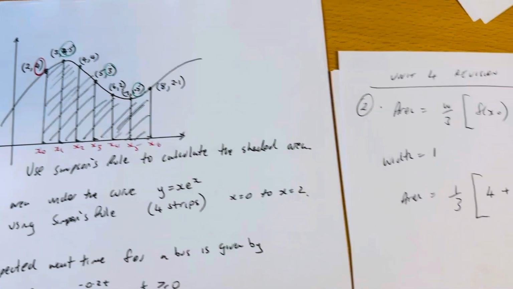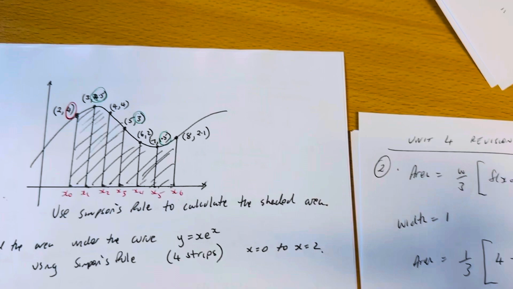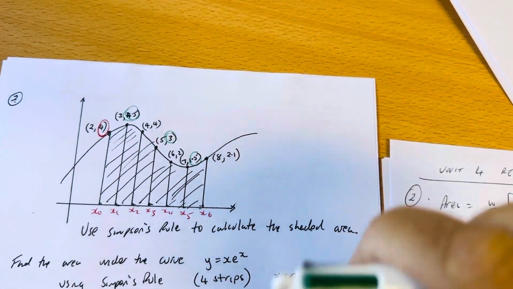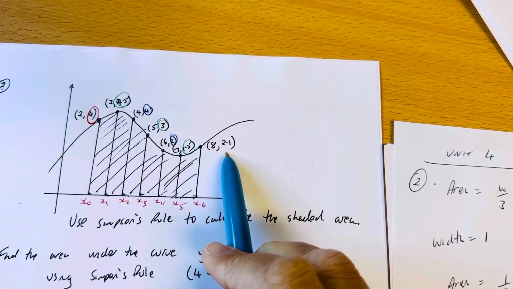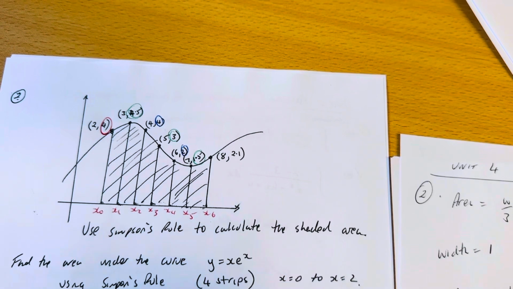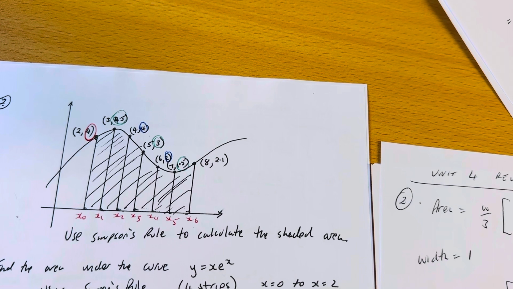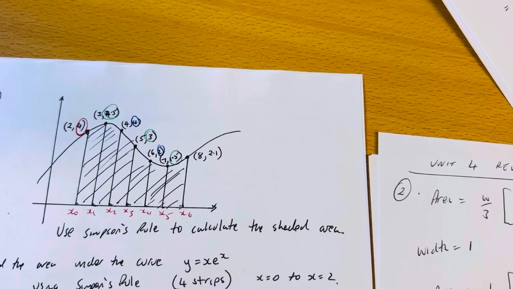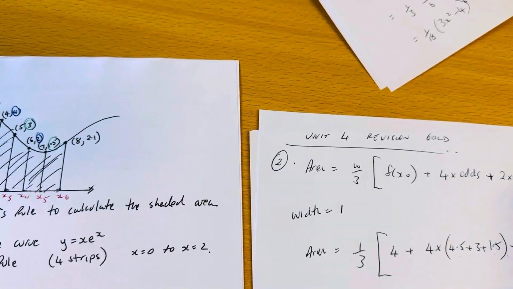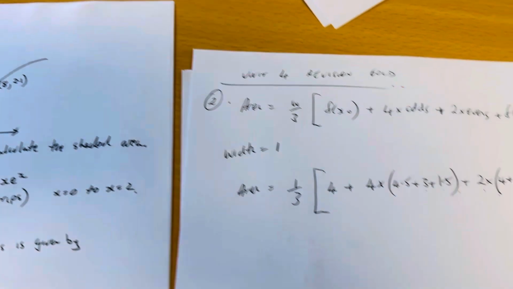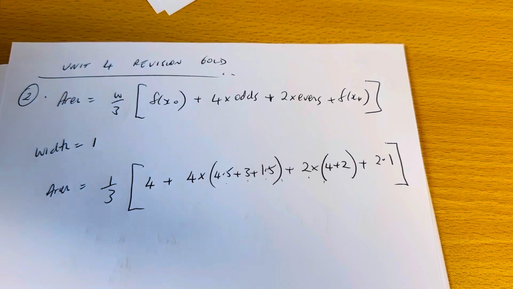Plus 2 times, I need my evens. So that's 4 and 2. We do not count the x6. It's its own special one because it's the end number. So I'm going to have 4 plus 2, and then plus my end number, f of x6, which is 2.1. So we now have that to solve.